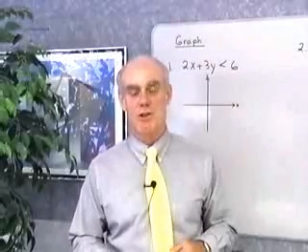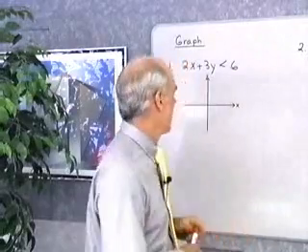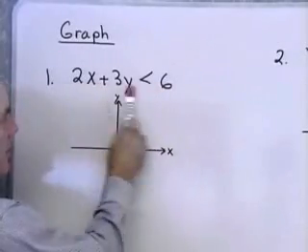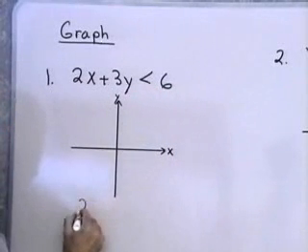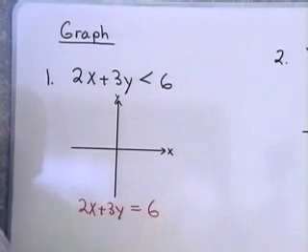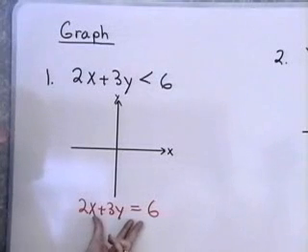The solution set for a linear inequality in two variables will be a section of the coordinate plane. Up here I've written: graph 2x plus 3y is less than 6. That's a linear inequality in two variables. The boundary line is 2x plus 3y is equal to 6, and that shows us the cutoff point between where the solution set lies and where it doesn't lie.